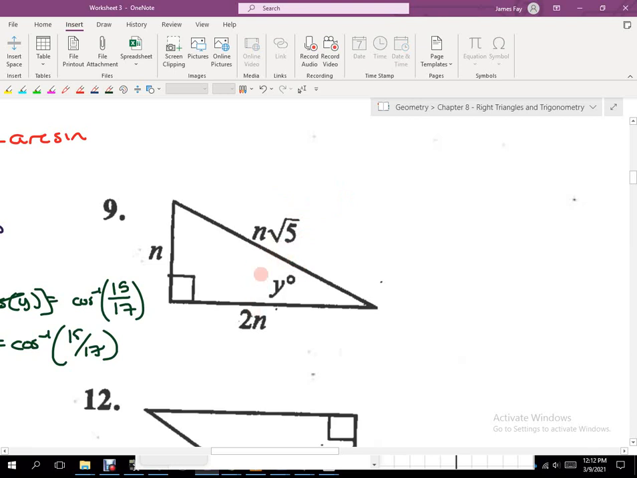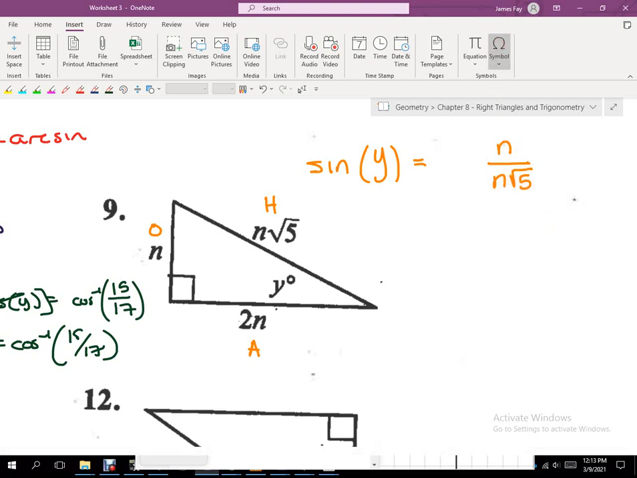What we're trying to get at here is that we don't know what y is based off the side length directly. We have to run through these relationships. So I want to find y. Okay, what side would n be? Opposite. N radical 5 is hypotenuse, and 2n is adjacent. Okay. So what do you want to use? What trig ratio are you interested in? Sine. So sine of y would be what? N over n radical 5, right?